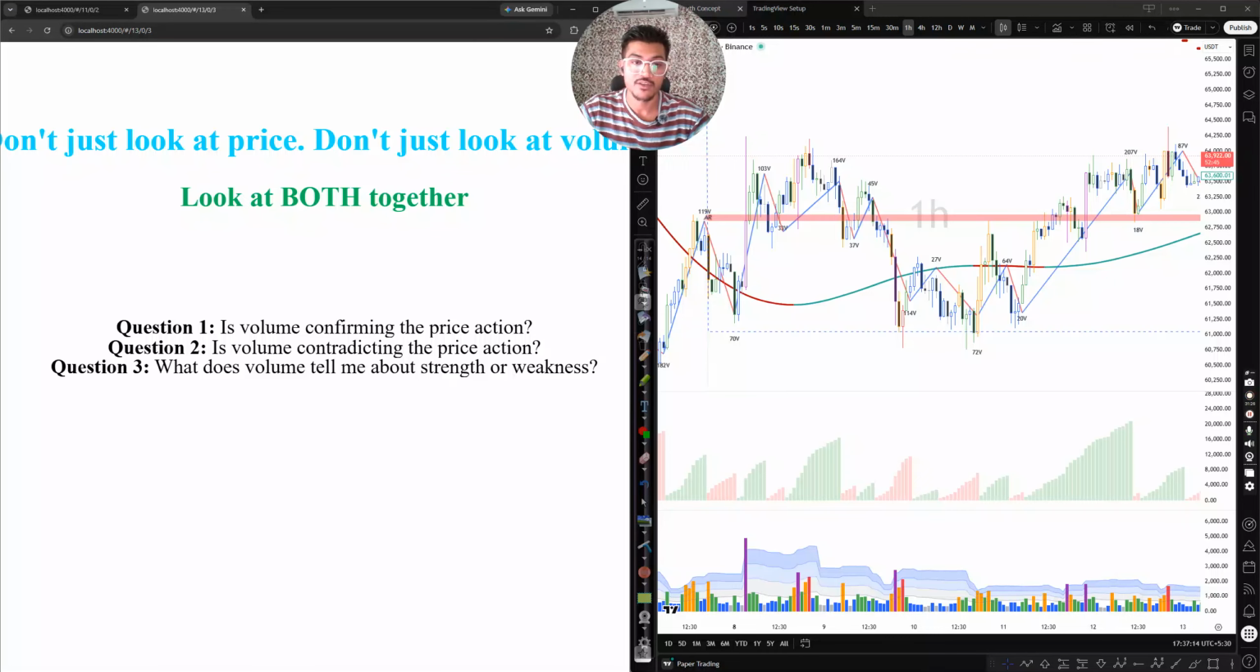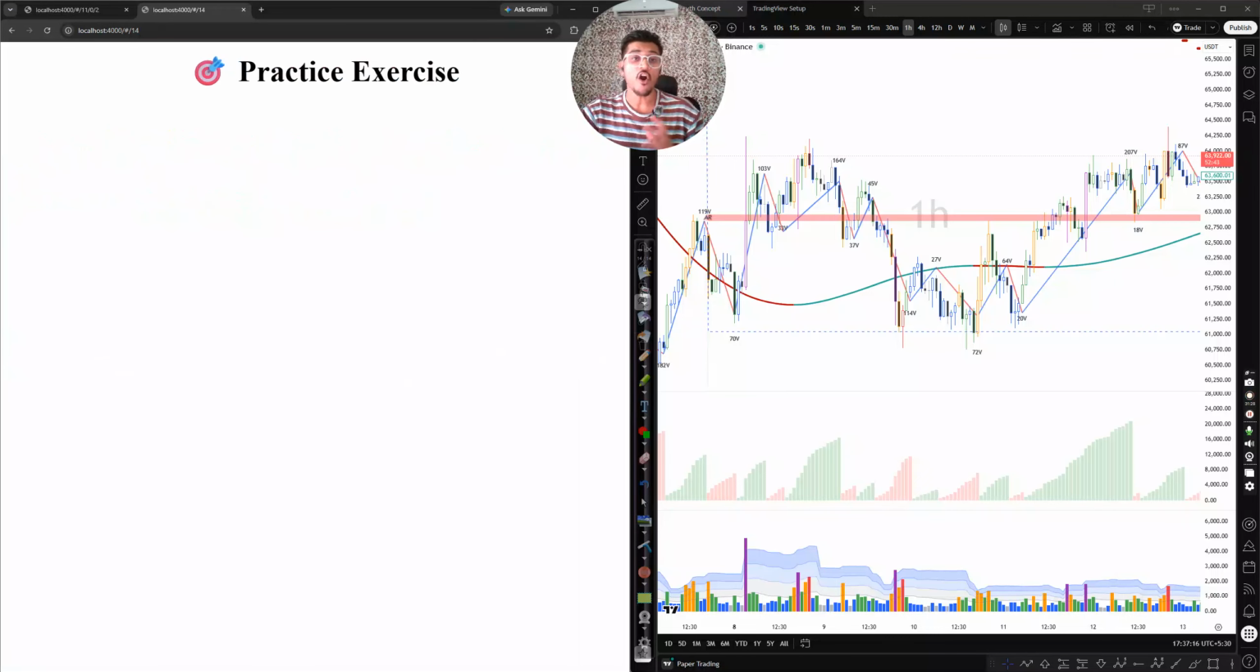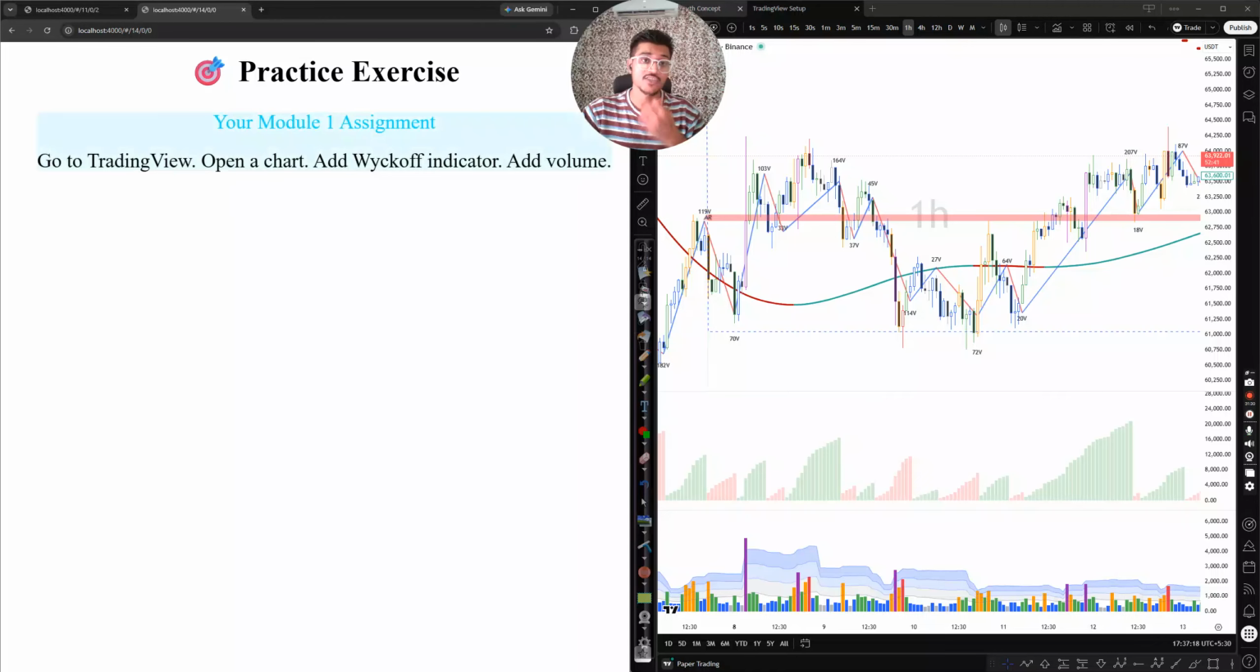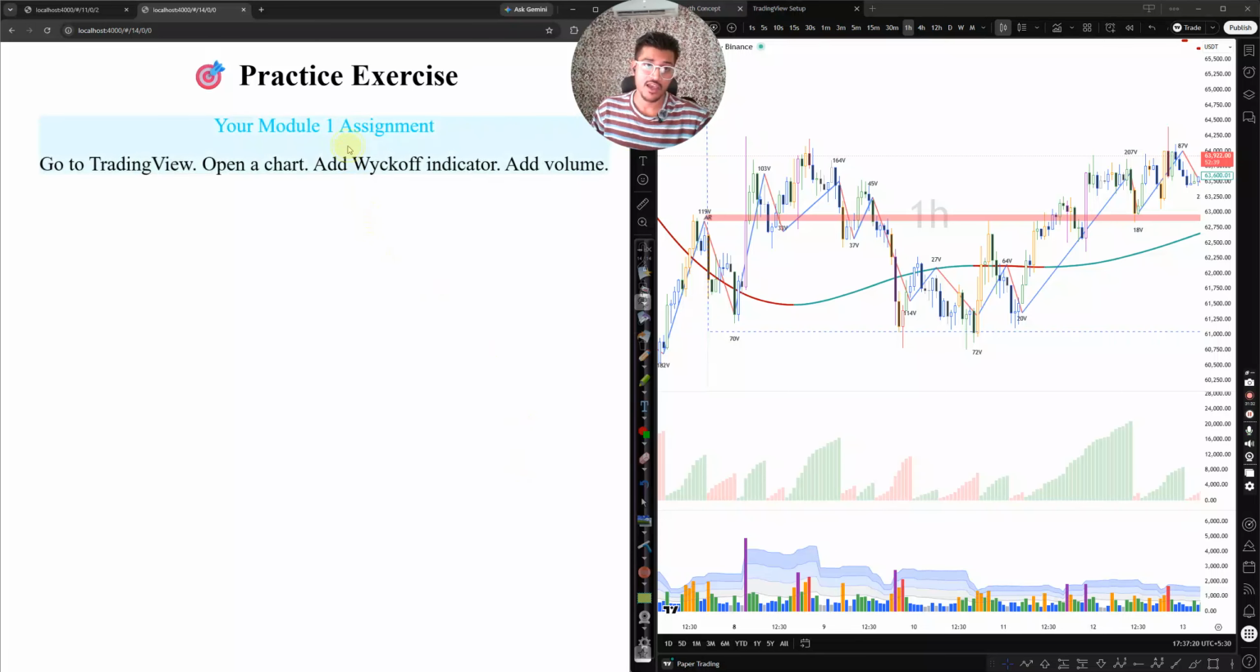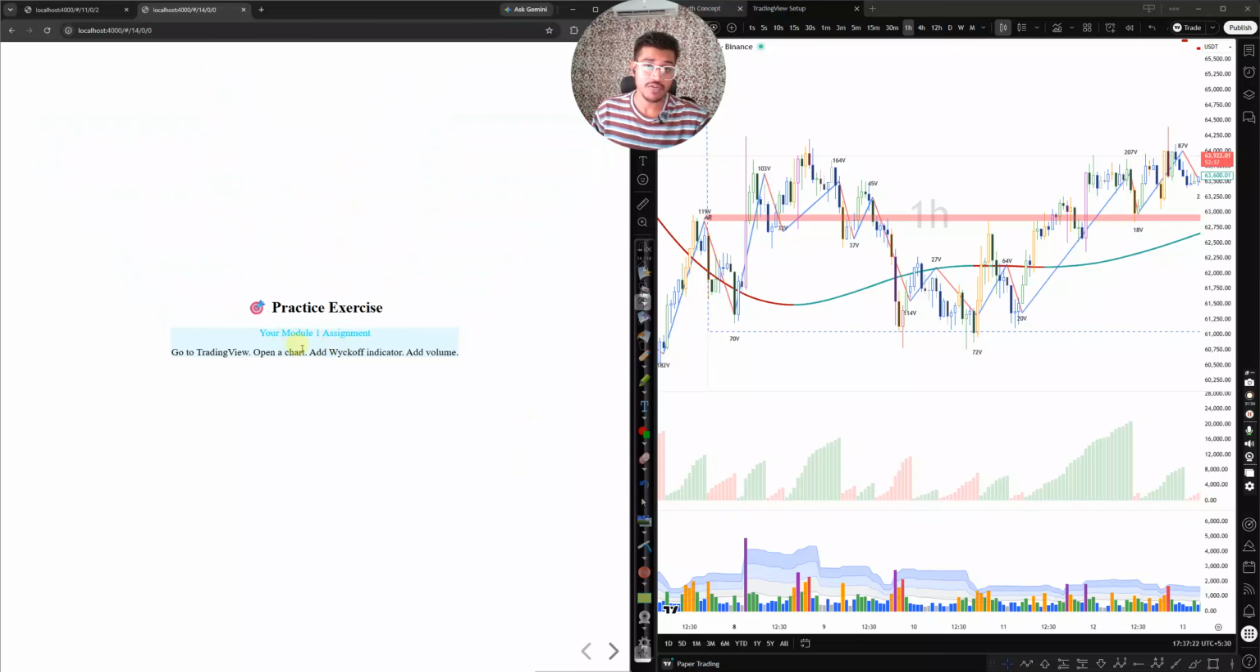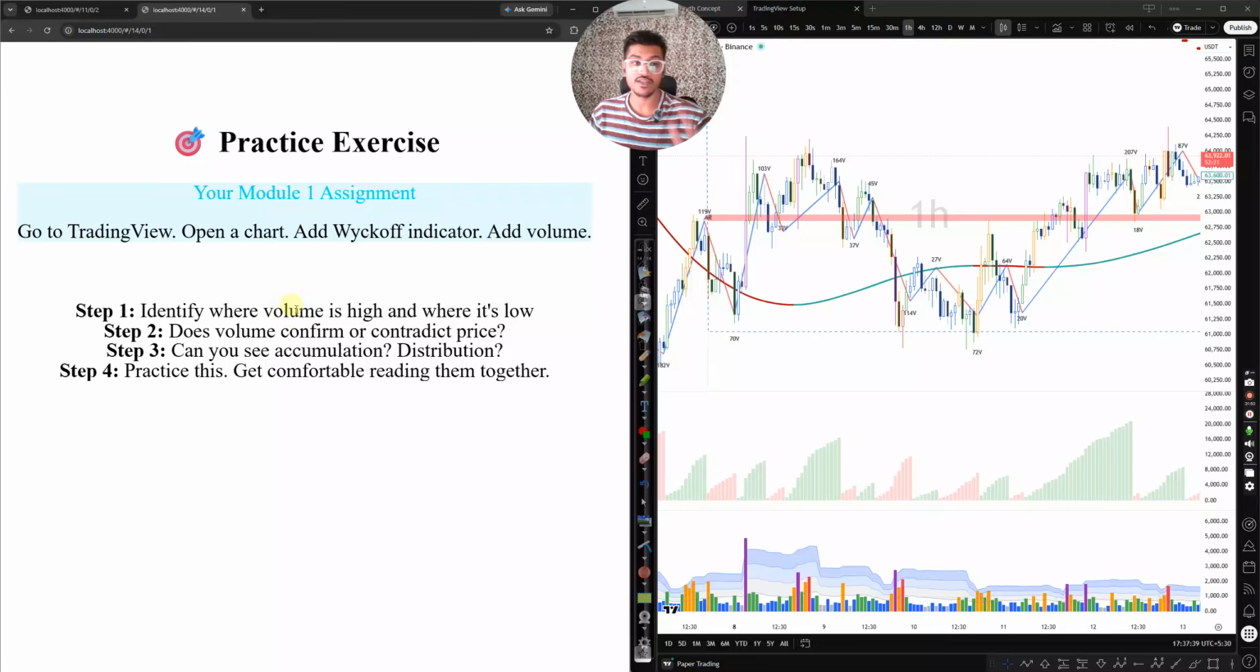the market. Okay, so after all these three questions, let's do some practice exercise, and I want you to really, really practice this. Okay. So your module one assignment is to go to your TradingView, open a chart like this, add the Wyckoff indicator and add volume as I showed you. And then you should first identify where volume is high and where it's low.